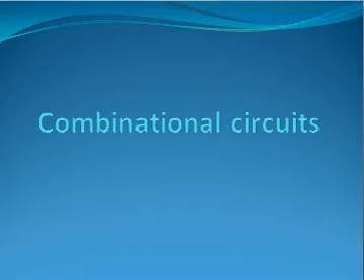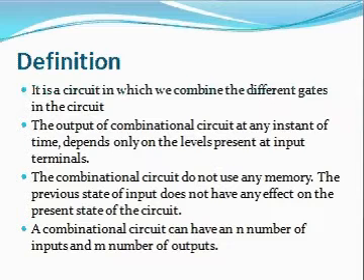In combinational circuits, the output depends only on the present input conditions. The output of a combinational circuit at any instant of time depends only on the levels present at the input terminals. So combinational circuits do not use any memory. The previous state of input does not have any effect on the present state or the output of the circuit.